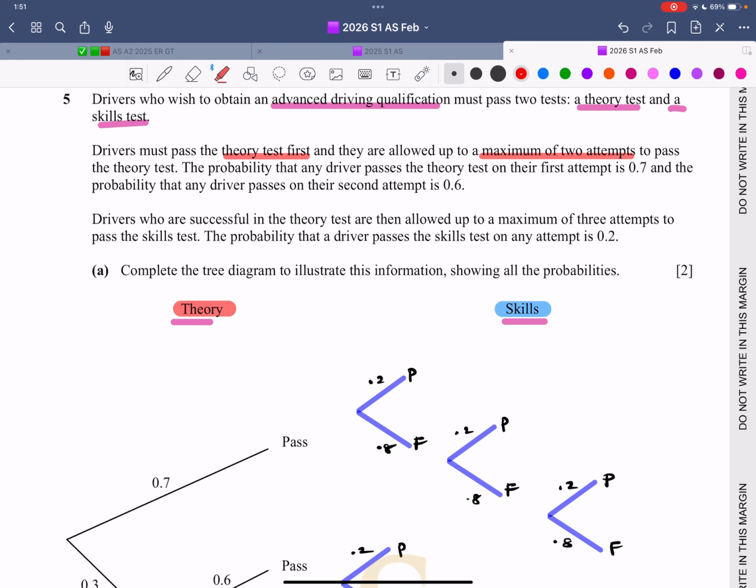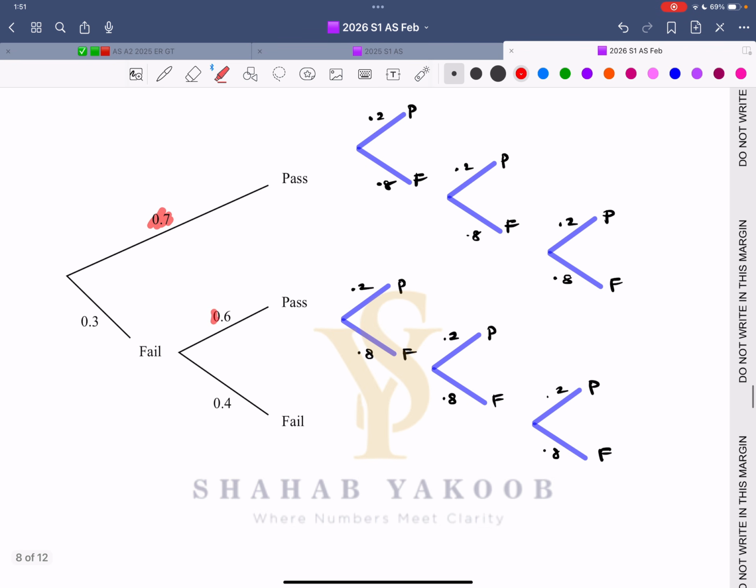The probability that any driver passes the theory test on the first attempt is 0.7, that is over here. And the probability any driver passes on the second attempt is 0.6, that's over here. So this is 0.7, this is 0.6. So this is success, this is failure, this is success, this is failure.